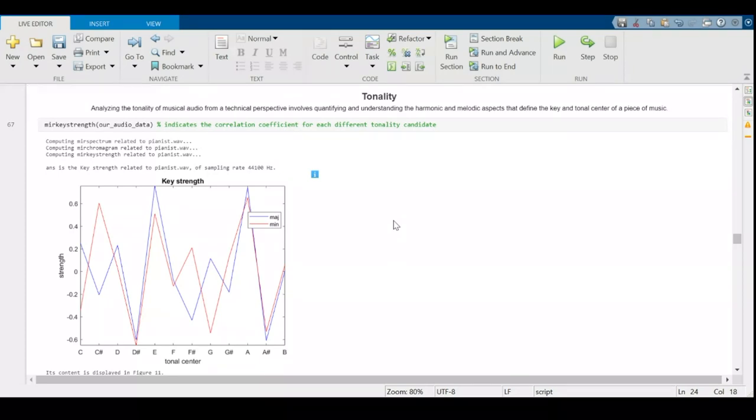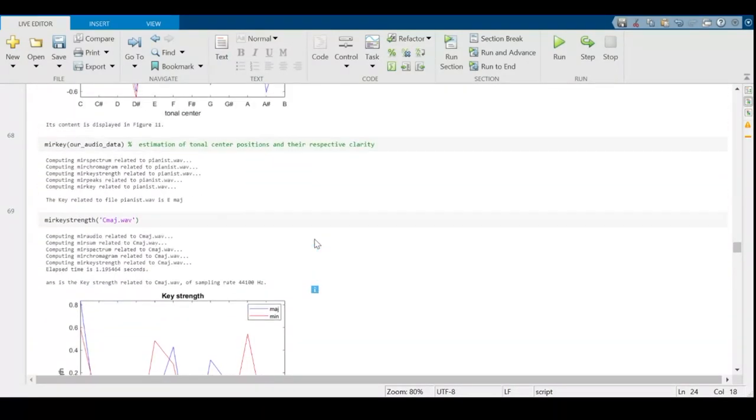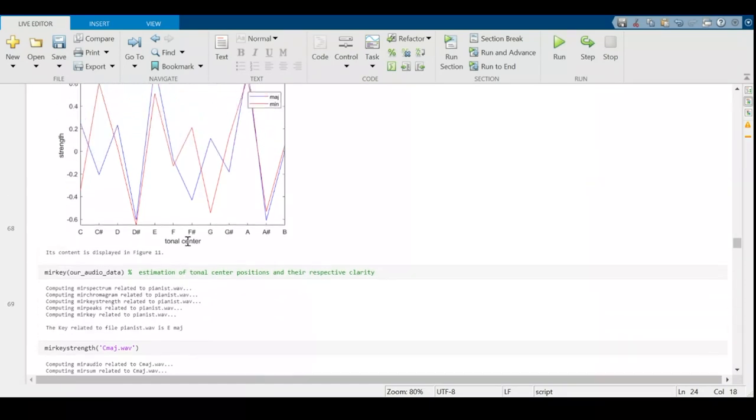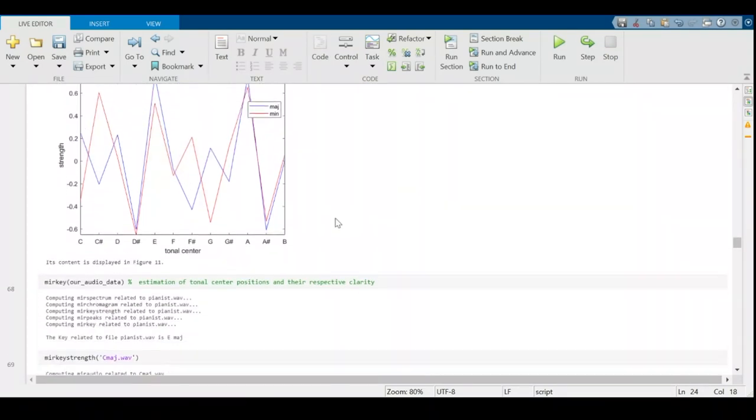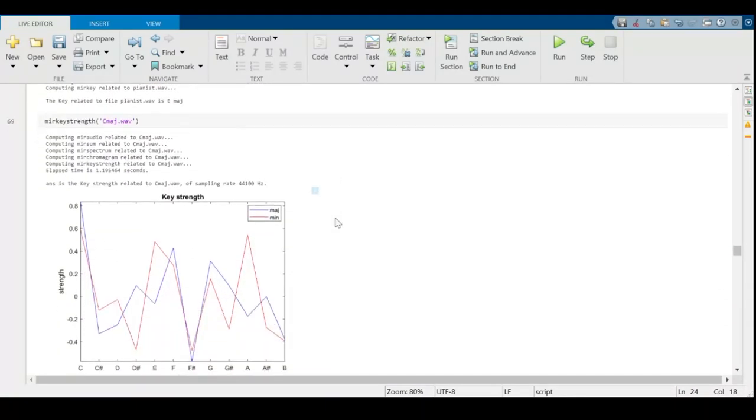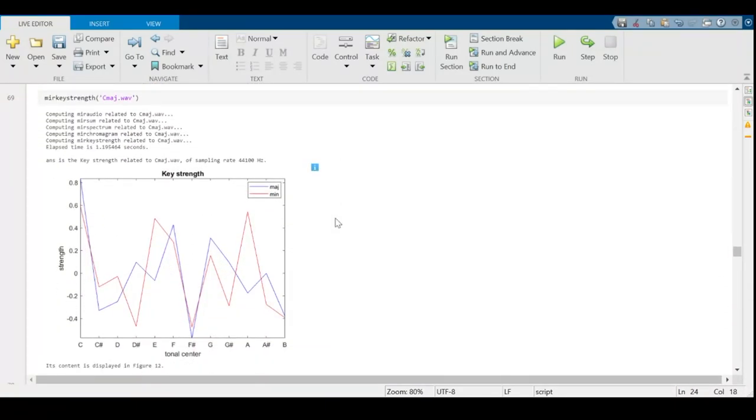Then we can estimate our tonal center positions and their respective clarity. And for example, here we can see that our file has a high confidence of E major. And if we go back to our key strength, we can see that E major is a very high candidate here, but it would also be very useful to test this function with other files.